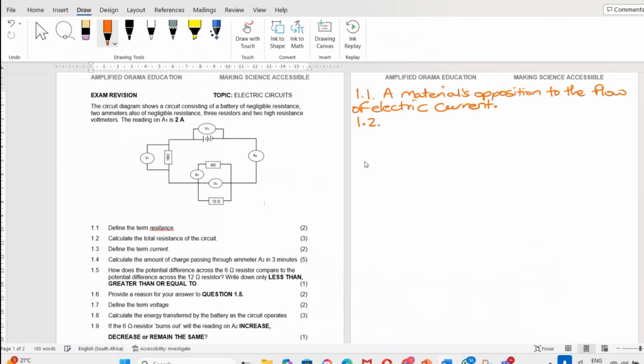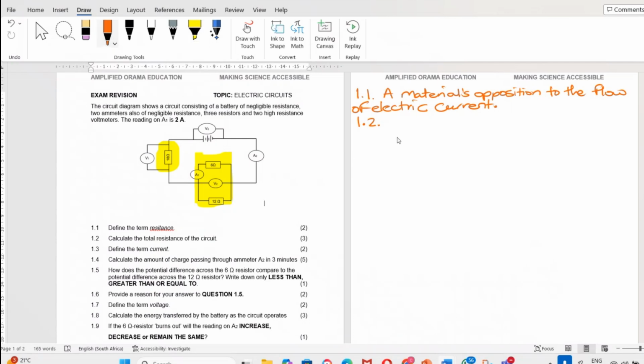1.2 says we must calculate the total resistance of the circuit. Now you would notice that there are two sections of that circuit that have resistance. Firstly, we have the 18 ohm and the parallel branch. This is your parallel section of the circuit, which has its own resistance, and you also have the 18 ohm connected in series to the parallel branch.